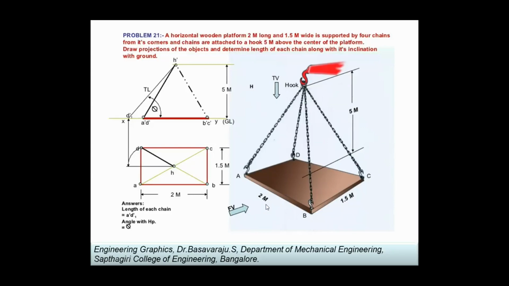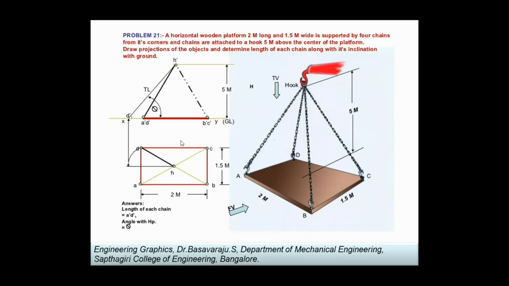When you see the object from the front, none of the four chains are parallel to the vertical plane or the wall. Are you able to understand? HA, HB, HC and HD are the four chains in green color. You imagine the chain as a line. The four chains are not at all parallel to the vertical plane.